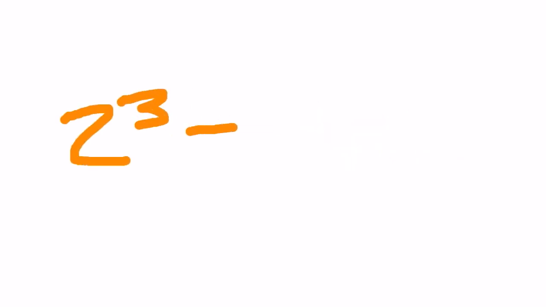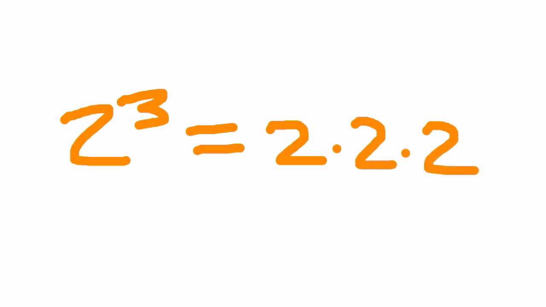Exponents represent repeated multiplication. So 2 cubed equals 8 because 2 times 2 times 2 equals 8. We're multiplying 2 by itself 3 times. You will simplify these next after you do the brackets.